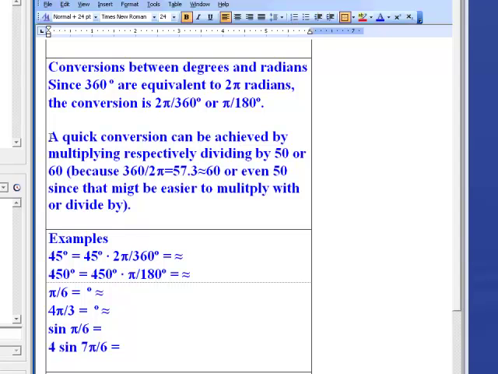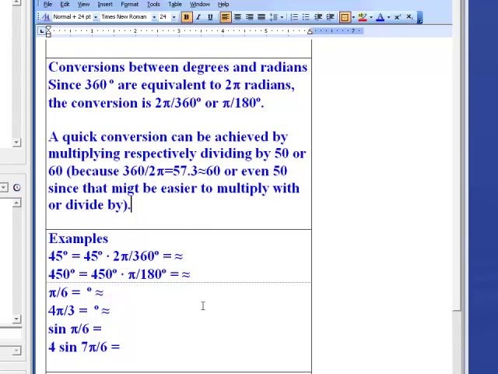Here, just on the side, this is what I always like to use. A quick conversion can be achieved by multiplying, respectively dividing, by 50 or 60, and that is because when you do 360 divided by 2 pi, you come up with 57.3, which is roughly 60 or 50, because it's easier to multiply or divide by 50.